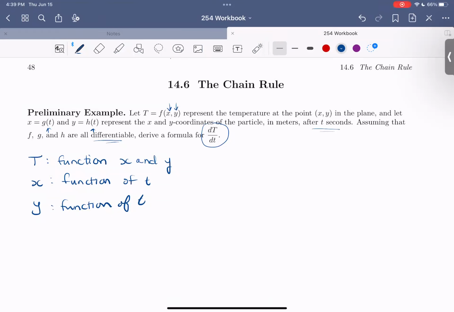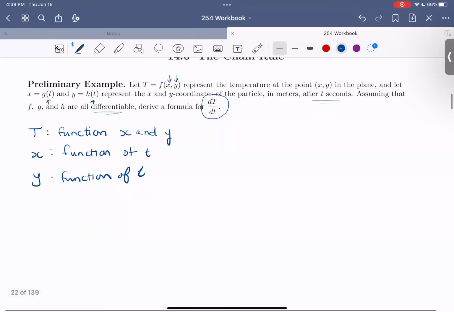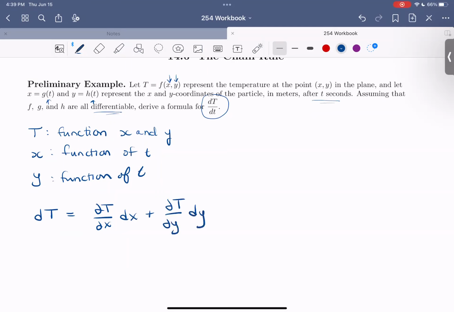Then we've seen the computational formula for the differential looks like the following. dT equals the partial of T with respect to x dx plus the partial of T with respect to y dy. This is just the computational formula, and we have met this formula in a previous section. This is just the differential.